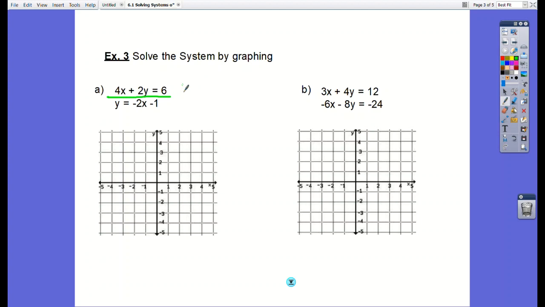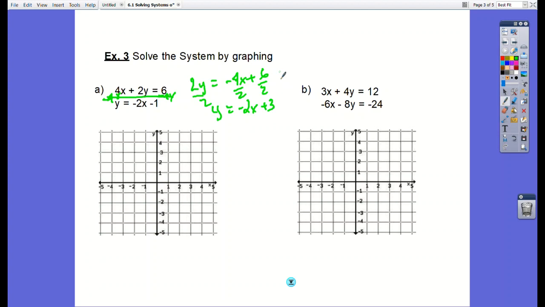Somebody raise their hand and tell us, how do you turn this into y equals mx plus b? Denise? Okay, so minus 4x from both sides. And then divide by 2. So we get y equals negative 2x plus 3.